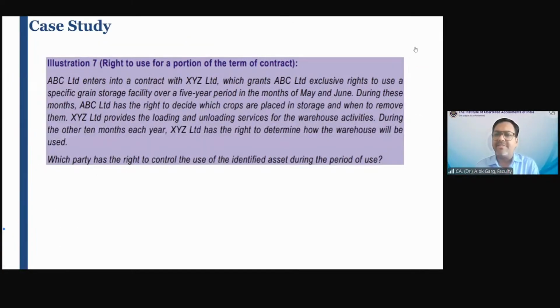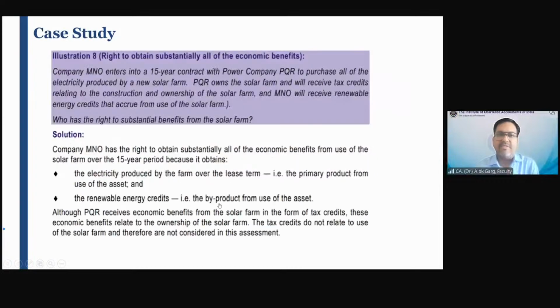Let me discuss this question. Not this, yes, this one. Important question.